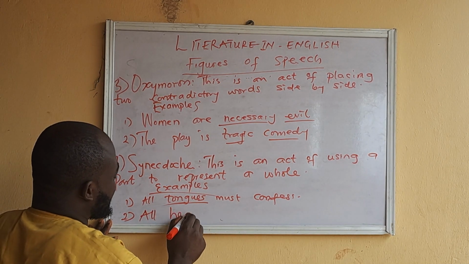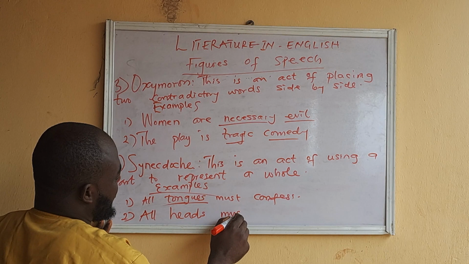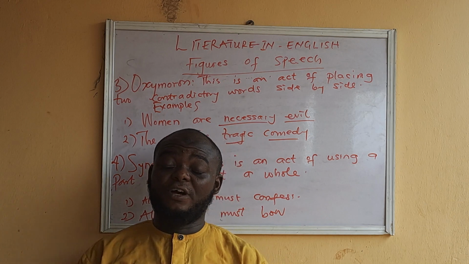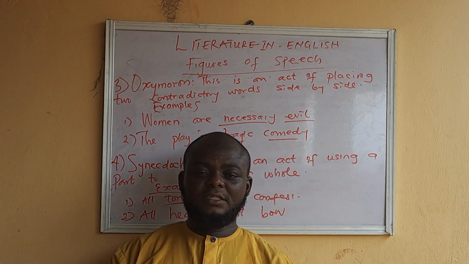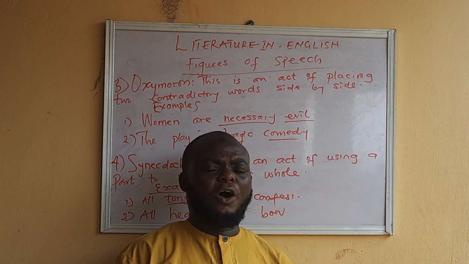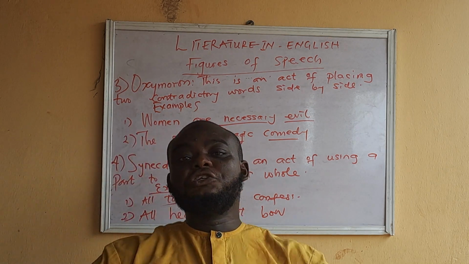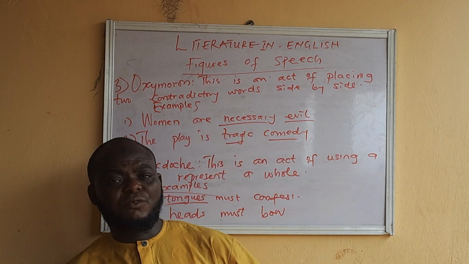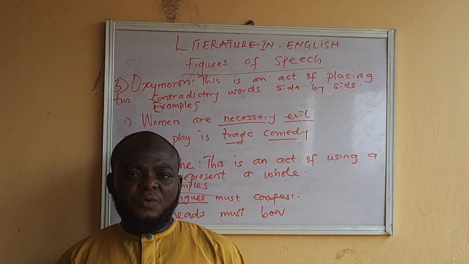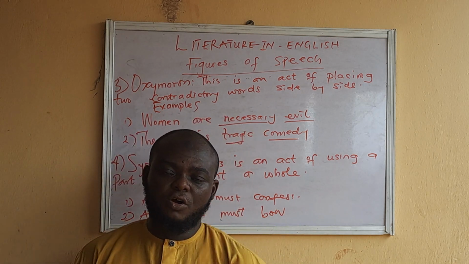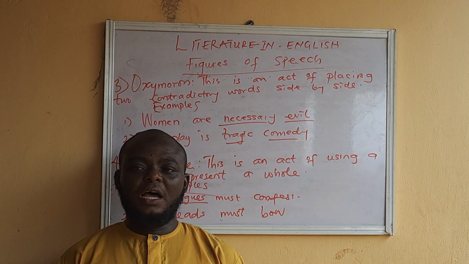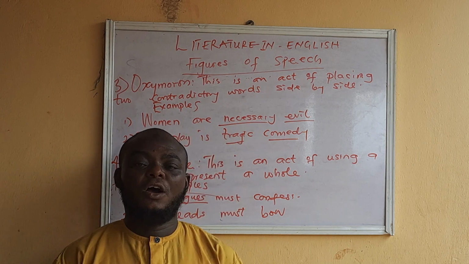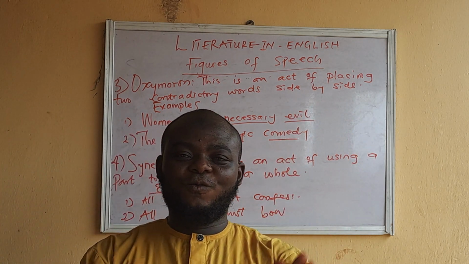Now, another example. All heads must bow. Let's take for instance, we are all inside discussing. Let's say for instance, we are up to 15 or 100. Any number can be 1,000 inside or outside a particular place. Now, we see a person, let's say a king, coming. In that wise, all heads must bow for the king.